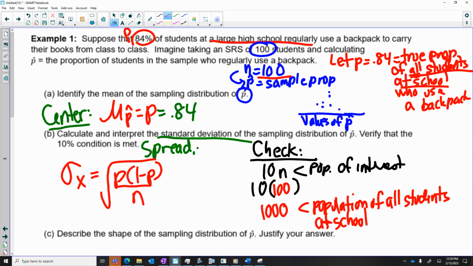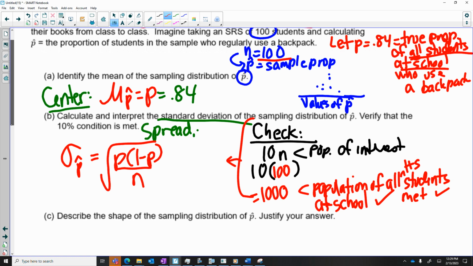You have to do 10 times 100, which is 1,000, and show that indeed it is less than the population of all the high school students at this school, which in this case in Valley Stream Central, we have about 3,000 kids in our school, so this is definitely met. And once this is met, you're allowed to proceed with this formula over here, which says that the standard deviation of p hat is equal to the square root of p times 1 minus p over n.